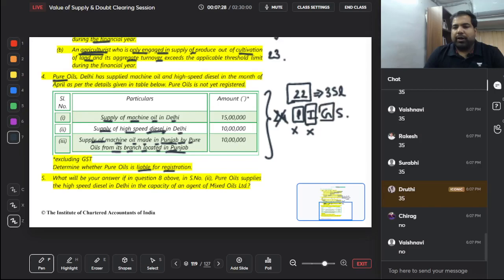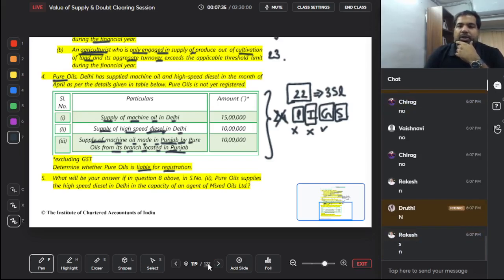No. Are they only dealing in goods? Yes. And are they in those special category states? No, guys. They are in Delhi and Punjab. So they have a limit of 40 lakh. They are right now only at 35 lakh. Will they require registration? No registration.